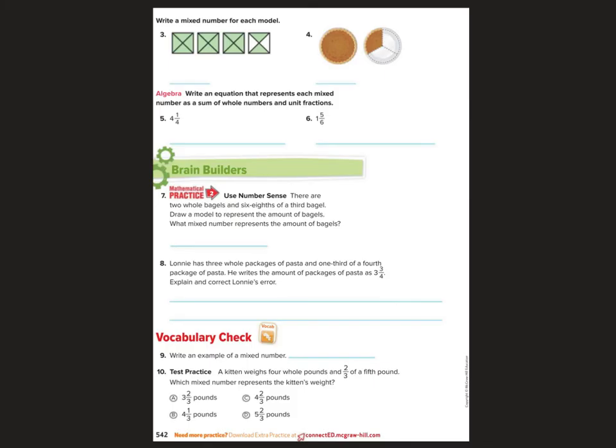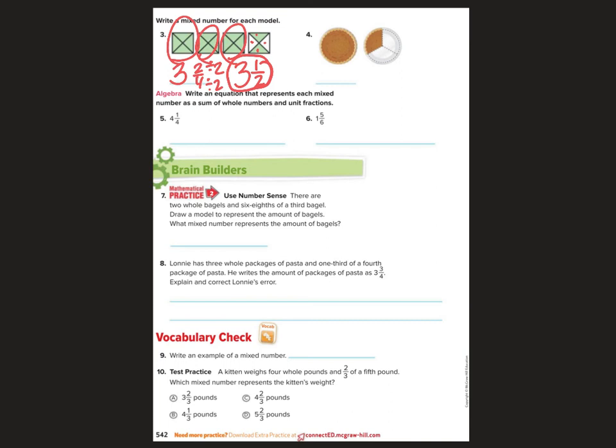Here it says write a mixed number for each model. Okay. 1, 2, 3. And 2 pieces are colored in out of 4. 2/4. But we know that 2/4, if I divide by 2, it's the same as 1/2. So our mixed number should be 3 1/2.